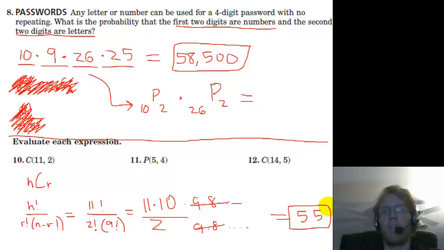So when you're doing the formulas for combinations in particular, a lot of times big portions of it will cancel out.